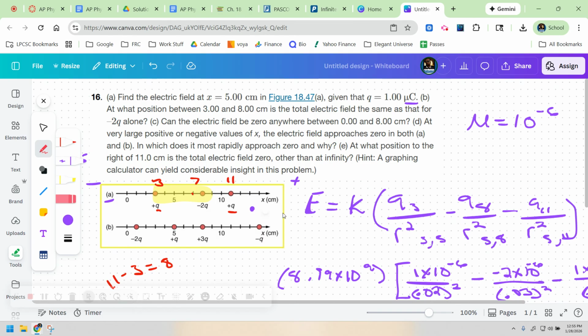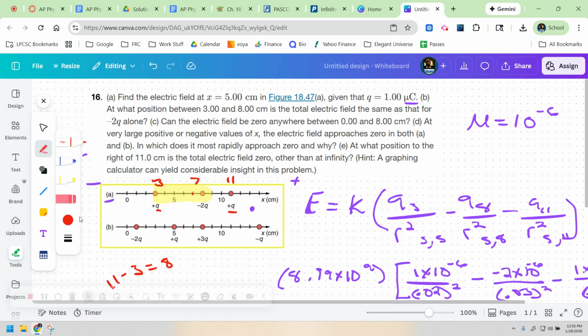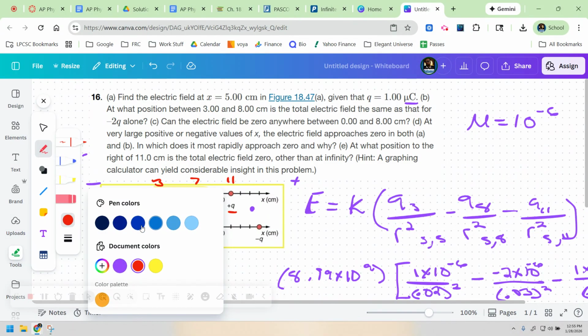Man, this is a long problem. It's like 10 problems in one. Let's do blue now. Oh, I keep doing the wrong marker. All right, let's do blue. We'll do this blue.